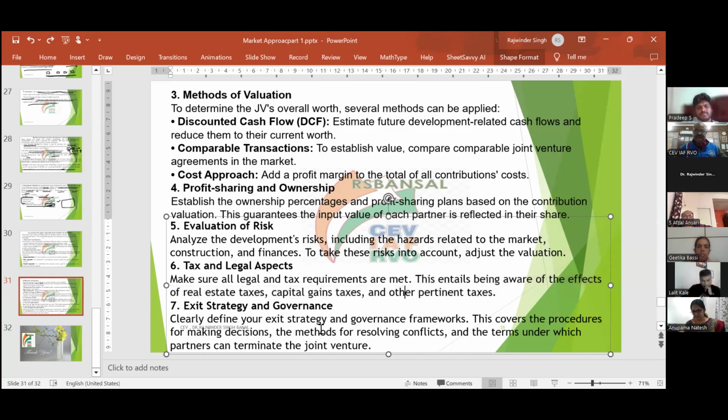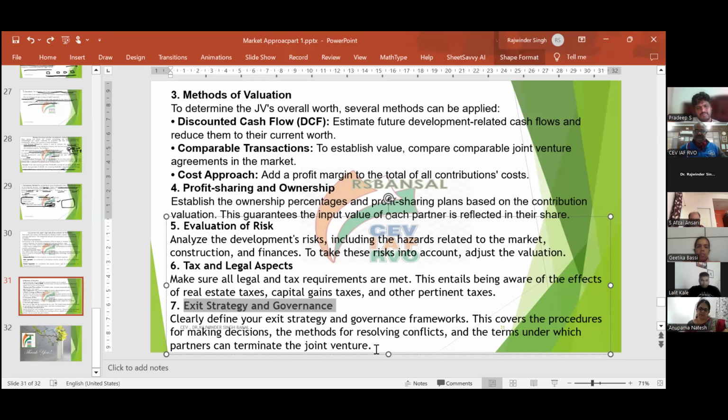Then, in the end, you must know exit strategy and governance. If one or two partners want to leave the joint venture, then what will be the strategy? And who will take care? Who will govern the project? So clearly define your exit strategy and governance frameworks. This covers the procedures for making decisions, methods of resolving conflicts, and the terms under which partners can terminate the joint venture.